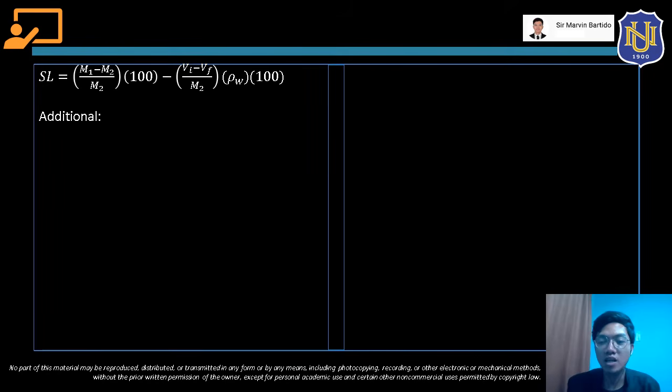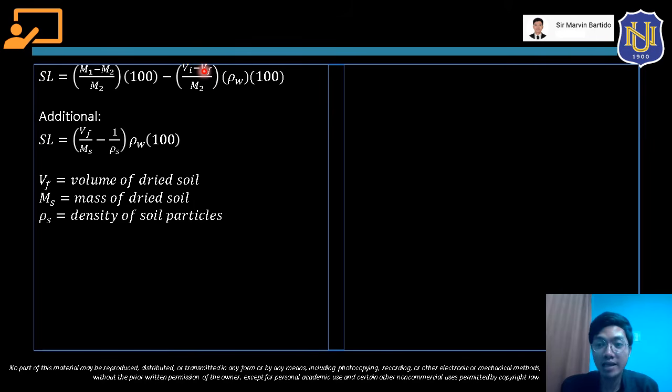Okay, so, class, I'll be giving you an additional formula in solving for the shrinkage limit. So, this will be useful, class, depende dun sa given sa problem. So, ito, class, another formula for shrinkage limit. This is equal to V sub F over M sub S minus 1 over rho sub S, quantity, times rho sub water, or W, times 100. Okay, so, class, itong V sub F na 'to, this is the same volume dito. So, ito, class, yung volume nung dried soil natin.